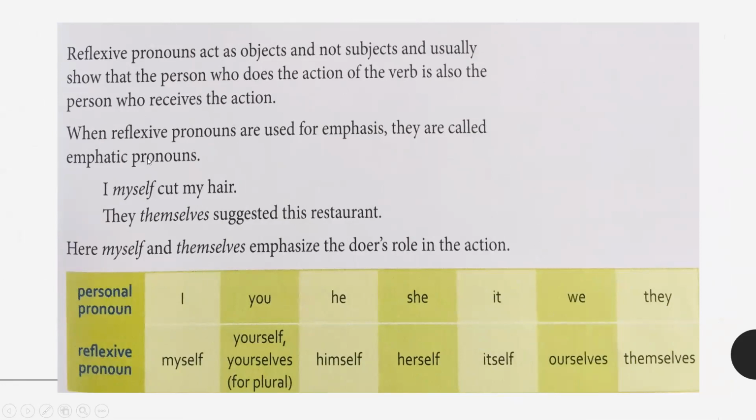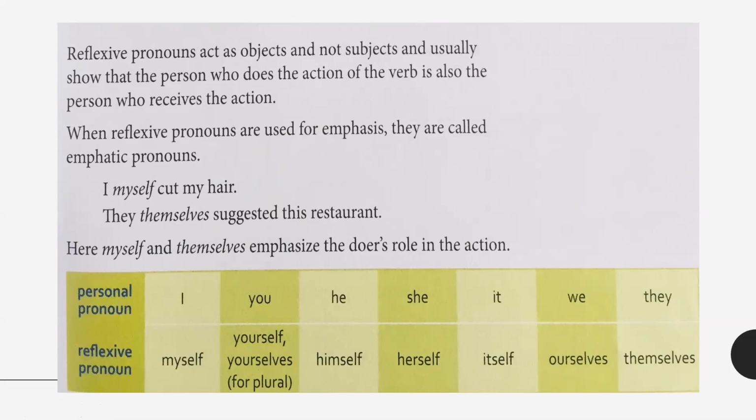When reflexive pronouns are used for emphasis, emphasis means to stress on, they are called emphatic pronouns, meaning they are one and the same. I myself cut my hair. Now here we are using the pronoun myself to stress that I myself have cut the hair. So I'm emphasizing on the word. That's why it is an emphatic pronoun. They themselves suggested this restaurant. So again here we are using themselves for emphasis. So it is an emphatic pronoun.